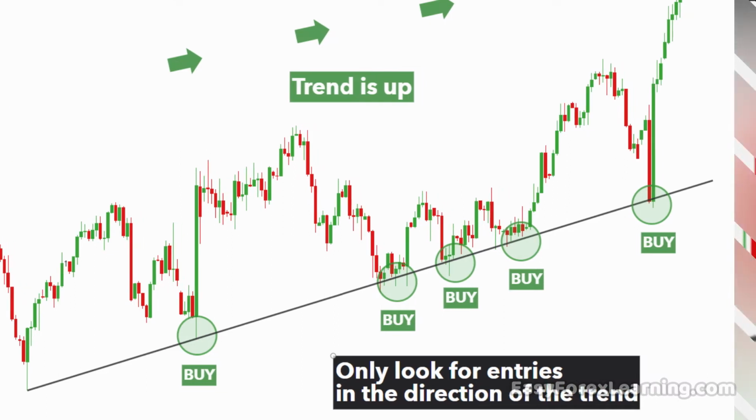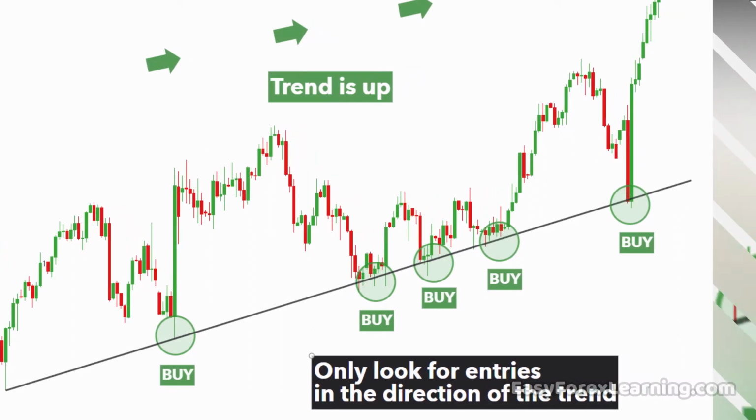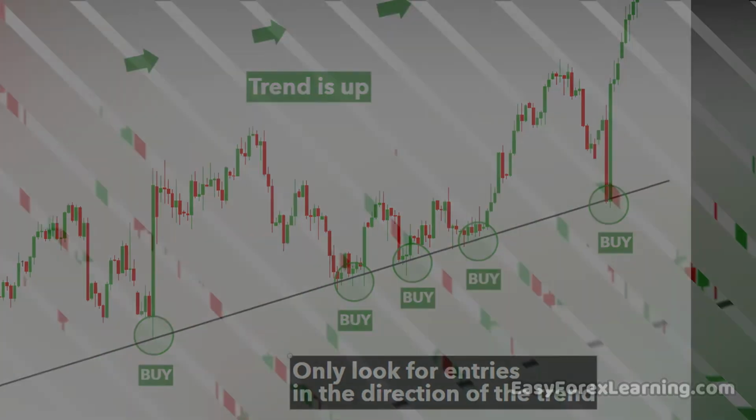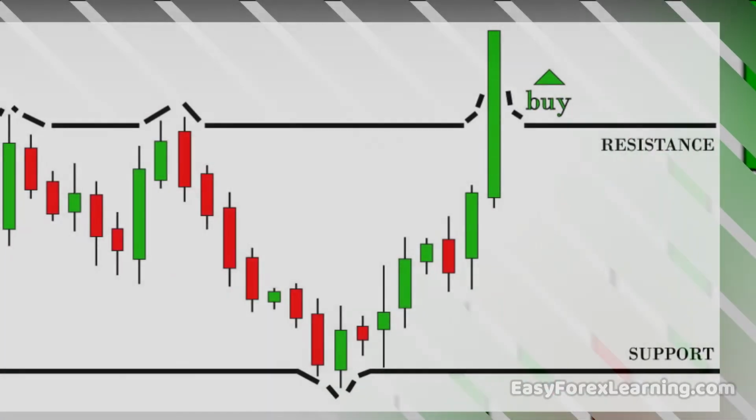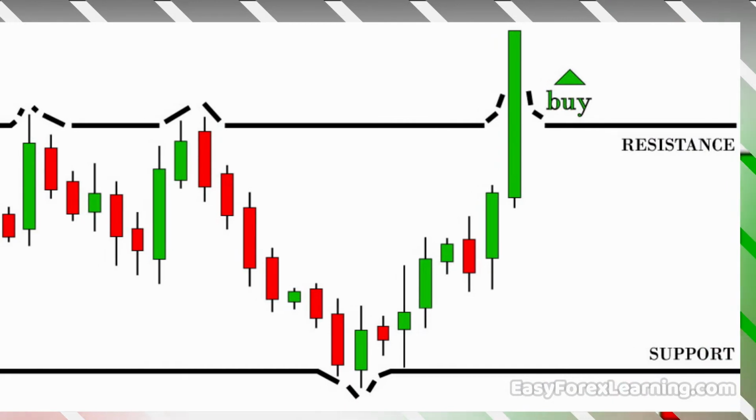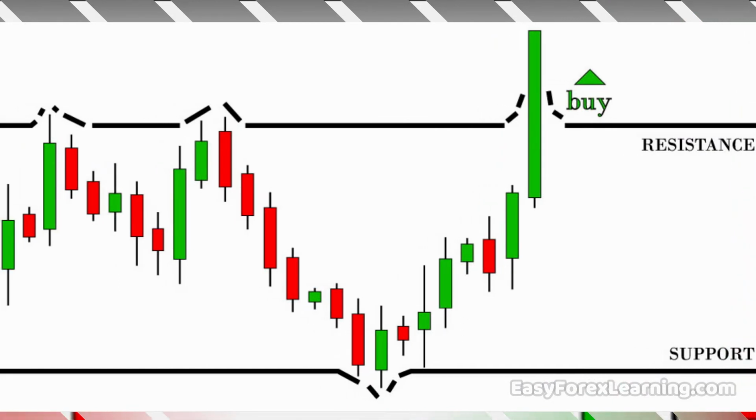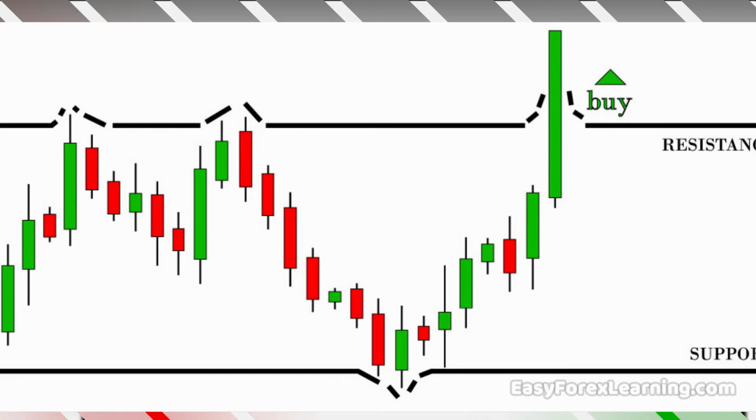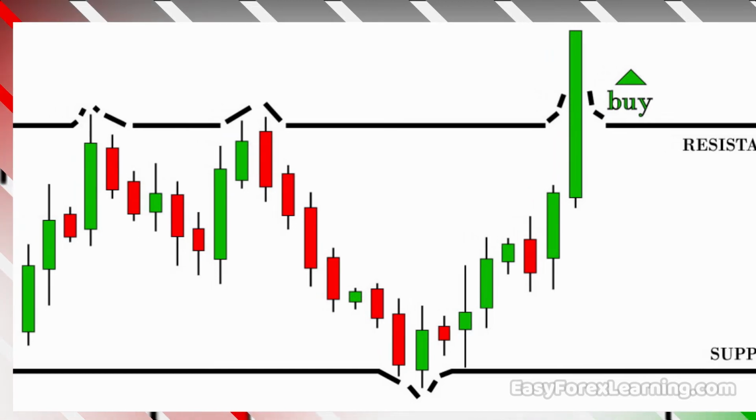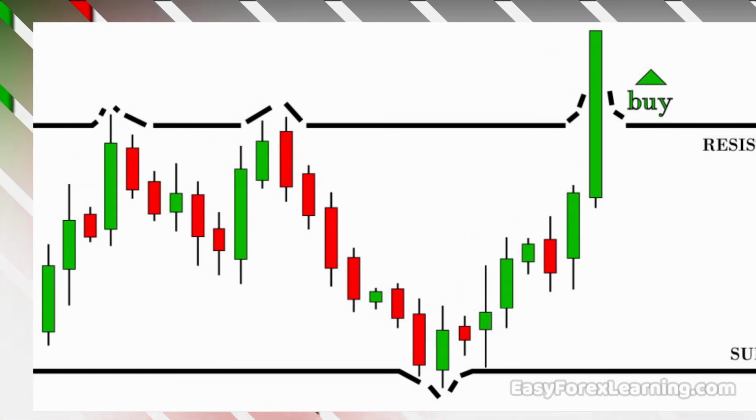A bounce and break. Say what? If you're a little bit confused, no need to worry, as we will cover these concepts in more detail later. Plotting support and resistance levels. One thing to remember is that support and resistance levels are not exact numbers.